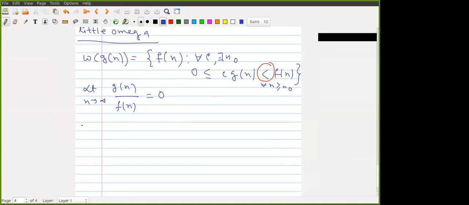So for example, n is omega of n square. If we take n by n square, the limit as n tends to infinity goes to 0. This gives you a strict relation.